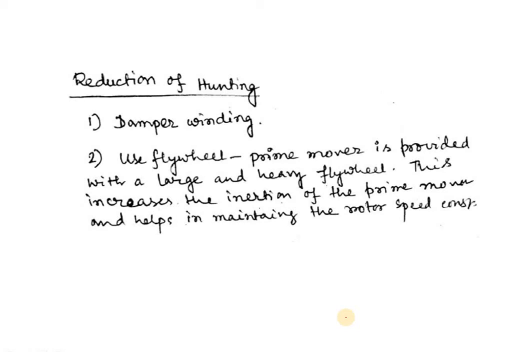So for reducing it, we have to use, first of all, damper winding. And secondly, a flywheel. The prime mover is provided with a large and heavy flywheel, and this will increase the inertia of the prime mover and help in maintaining the rotor speed constant.